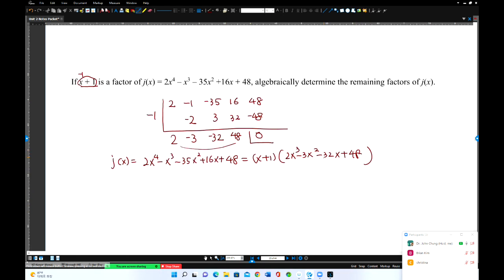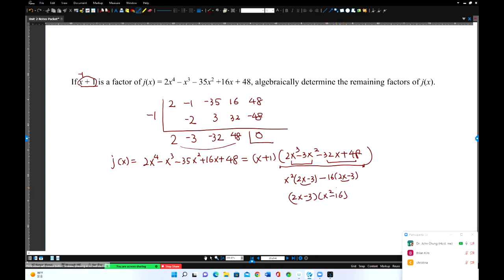Can this one be broken into other factors? Yes, you can do that using grouping. 2x cubed minus 3x squared: x squared is common, right? Inside is 2x minus 3. Over here, 16 is common, minus 16, 2x minus 3. So 2x minus 3 is common, 2x minus 3 is out. Inside is x squared minus 16.